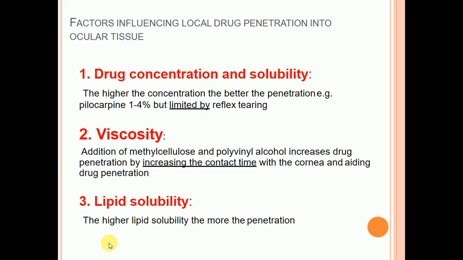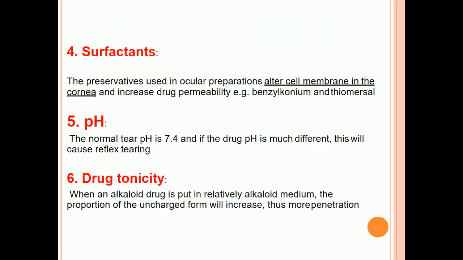The higher the lipid solubility, the more the penetration. It means that a drug which is more lipid soluble can be penetrated easily as compared to a water-soluble drug. The fourth one is surfactants or surface active agents. The preservatives used in ocular preparations alter the cell membrane in the cornea and increase drug permeability, for example benzalkonium and thiomersal.